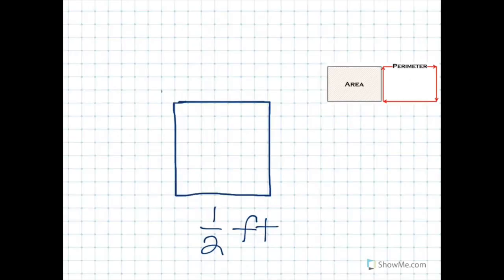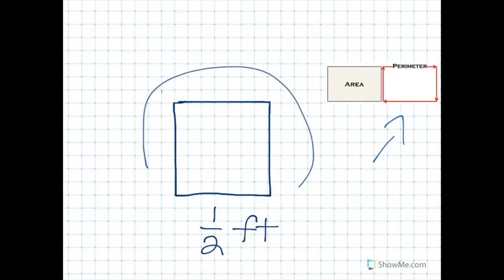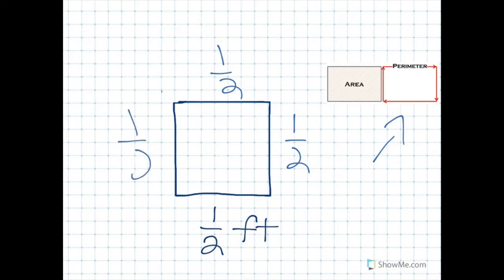Now we're going to move on to another problem. So we have to find the perimeter of this square. If a side of a square is 1/2 foot long, what is the perimeter of the square? So perimeter, labeled right here, is the distance around the outside of any polygon. So we have to find the distance around the whole outside of this square. So it's 1/2, 1/2, 1/2, 1/2.